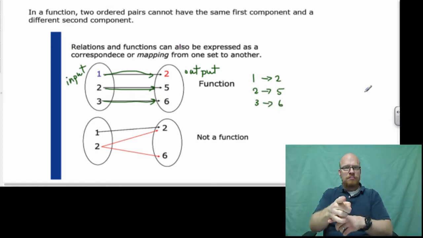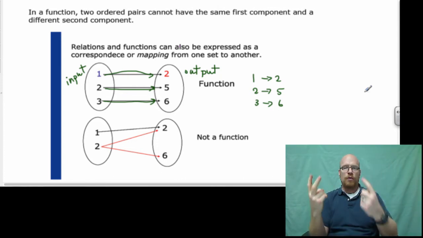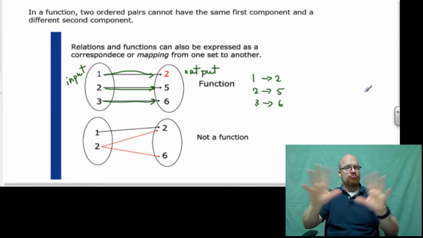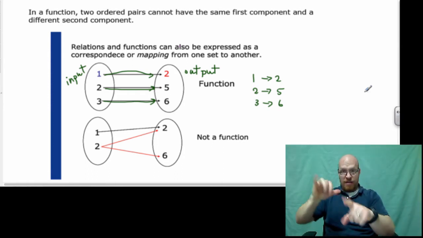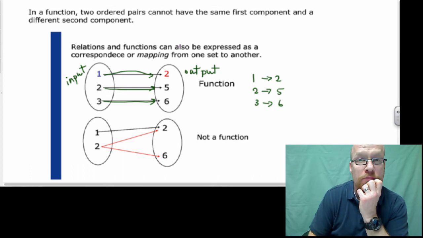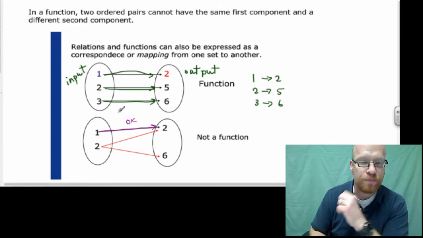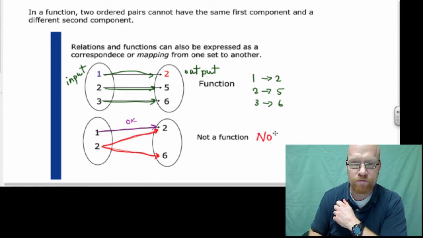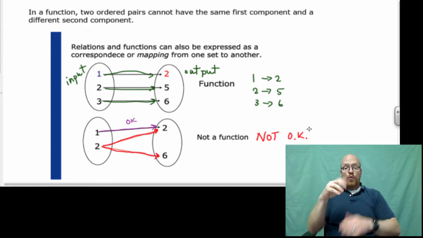Okay, this function is a function, takes one input and maps it out to a second output. 1 becomes 2, 2 becomes 5, 3 becomes 6. And this is a proper function. It doesn't break any of the rules. Now our second example, with the ovals there, as we can see, as I wrote, it's not okay.